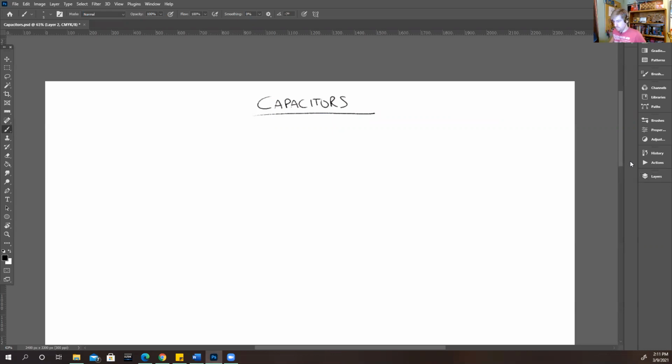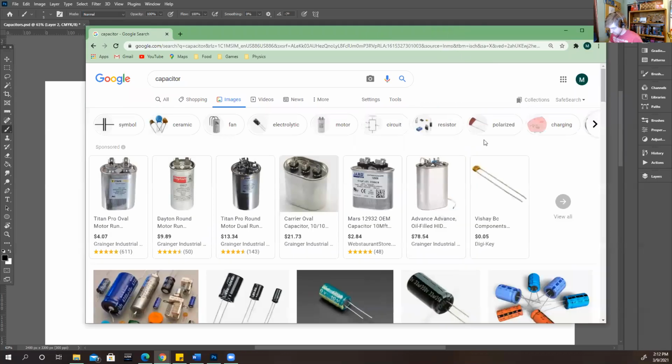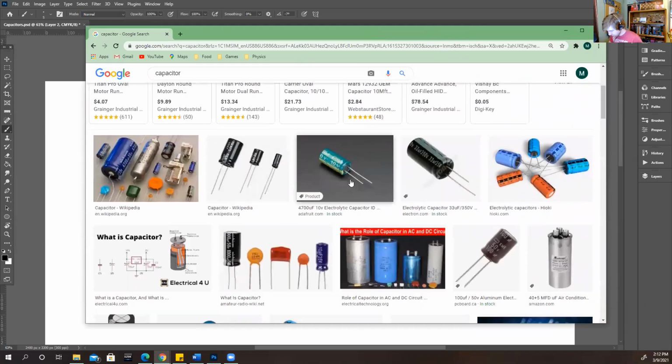Capacitors. What is a capacitor? A capacitor is just two slivers of metal. They could be slivers or discs or whatever, and they are rolled up into a little ball. Commonly in a circuit, they might look something like this.